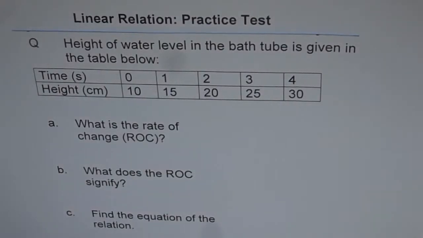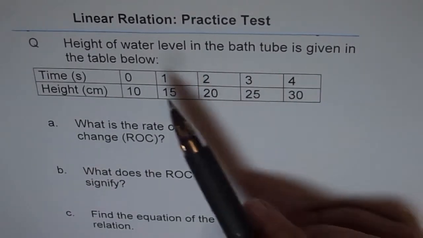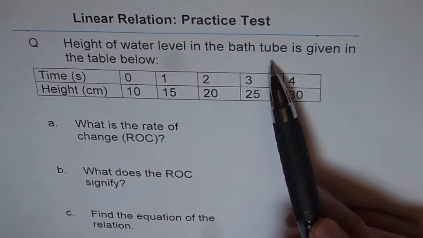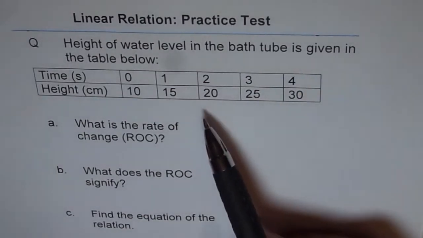Here is a practice test question on linear relations. I'd like you to answer this question after reading and copying the problem, and then look into my suggestion. The question is: height of water level in the bathtub is given in the table below.